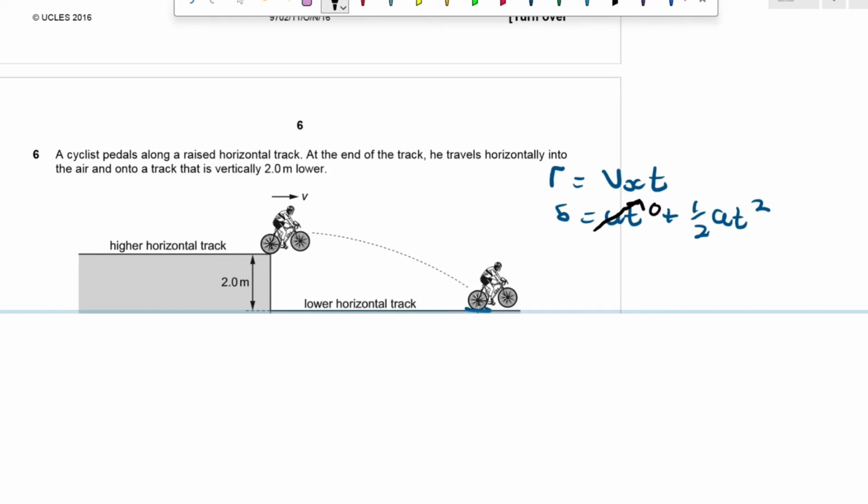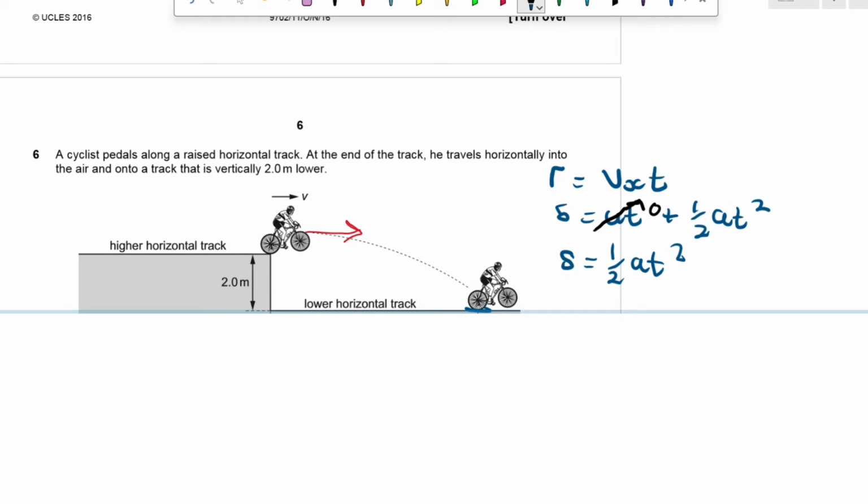And if you look at this, if the cyclist is going to go off with a certain velocity like this, the y is going to be 0. There's nothing in the y here. There's nothing that is going to be present in the y, so it's going to be 0. So basically you'll be left with s, with s is going to be equal to half at squared.